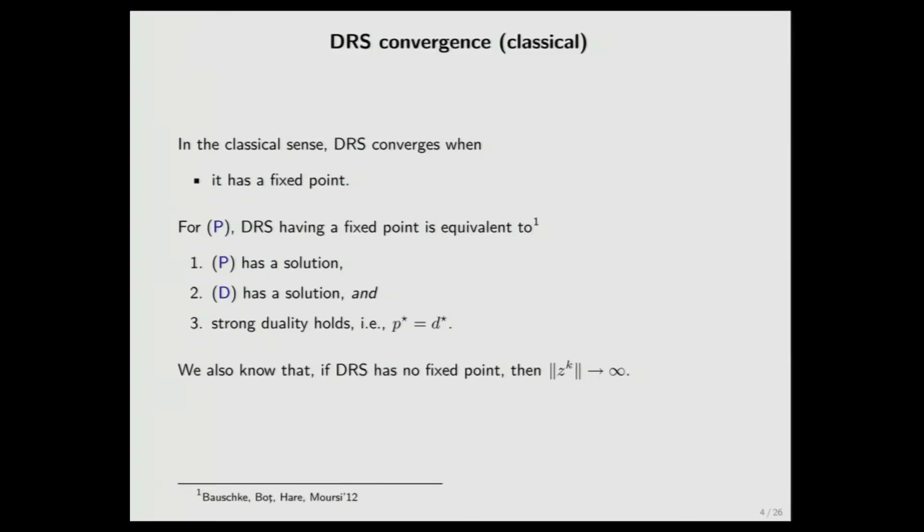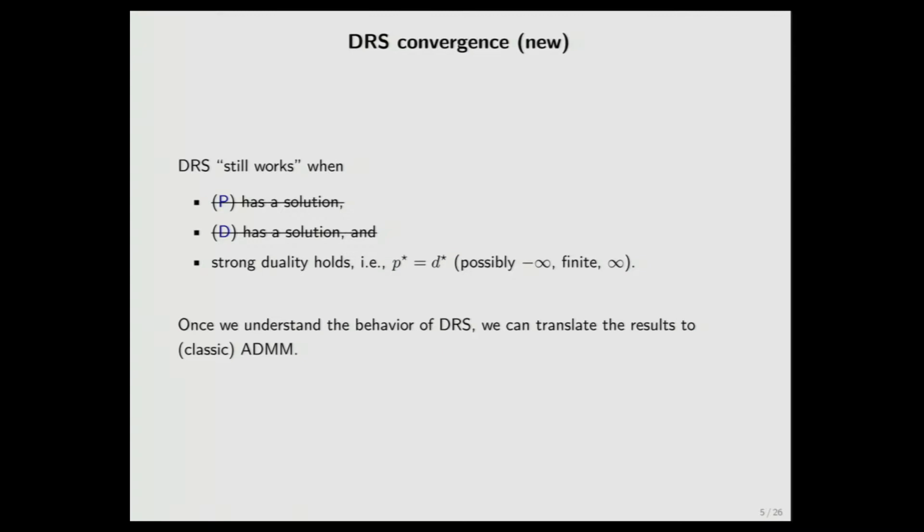Yes, it is, but we can still say a little bit more when you apply Douglas-Rachford to minimizing the sum of two functions. Here is a summary of the new results. We basically say Douglas-Rachford will still work, and actually works pretty nicely, when some of these conditions are not satisfied. For example, you do not need the primal to have a solution. You do not need the dual to have a solution. You can have an unbounded problem. You can have infeasible problems. But one critical condition that makes for nice results is strong duality. In other words, the primal infimum is equal to the dual supremum, and these values can be minus infinity or plus infinity.